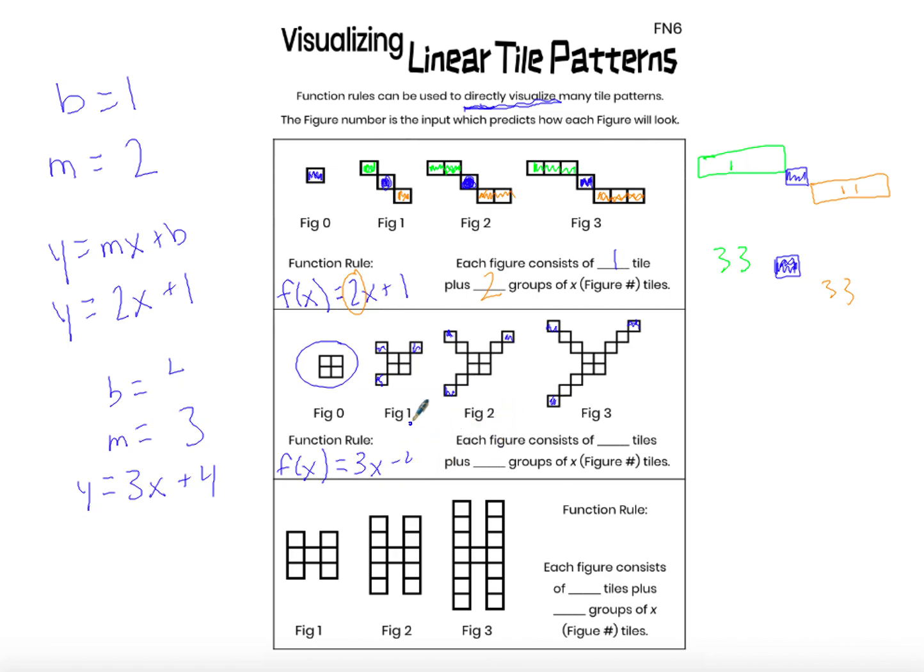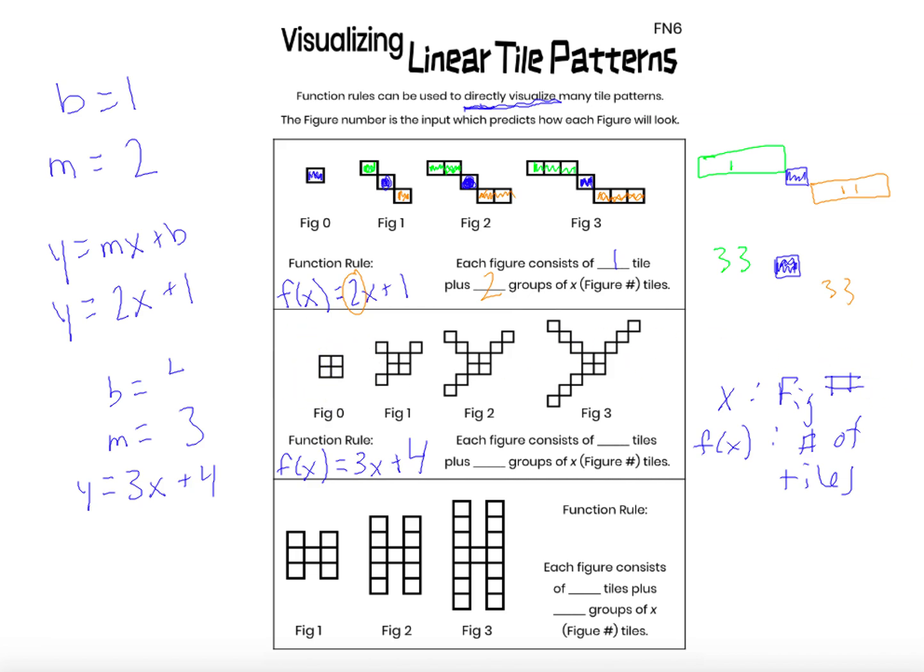3x plus 4. And notice in all of my tile patterns, x is the figure number, and f of x is my number of tiles. Oh my, what is happening with my writing? Wow, that looks terrible. Okay, I'm going to erase this.